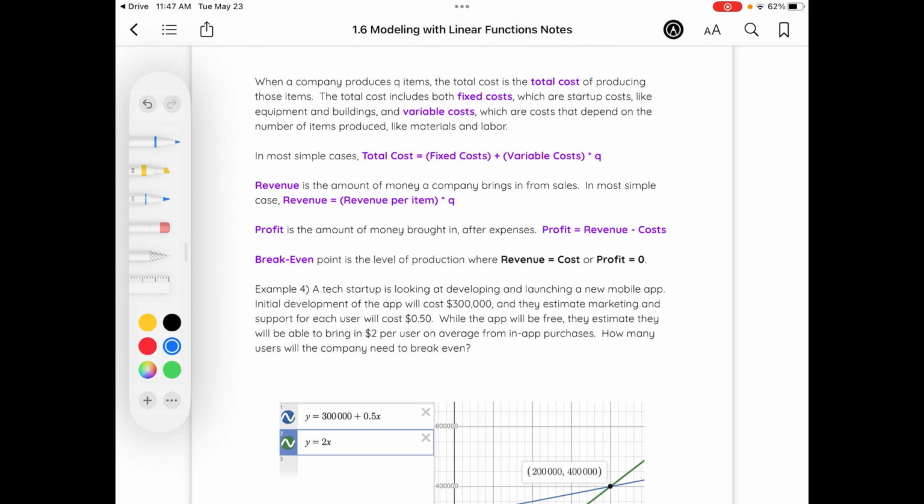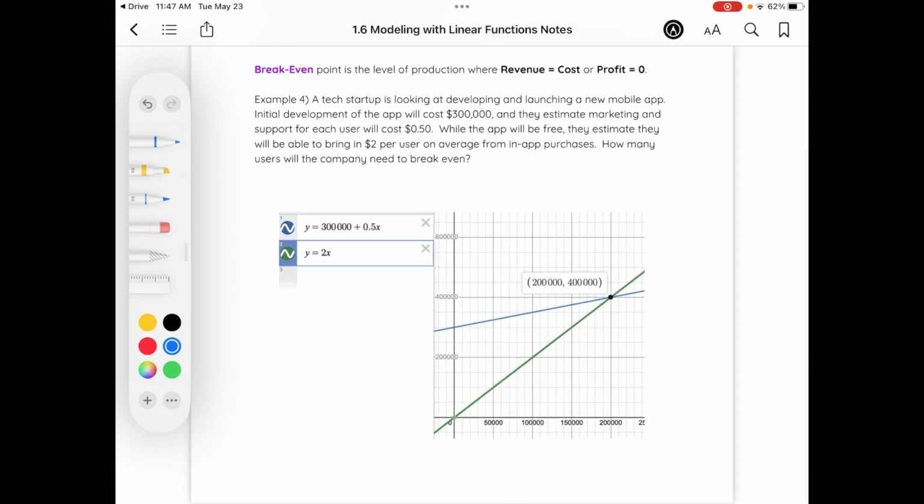And the break-even point is when our revenue is equal to cost, or when our profit is exactly zero. So in this next example below, we're going to put all those pieces together in graph form to determine what that break-even point is. A tech startup company is looking at developing and launching a new mobile app. Initial development of the app will cost $300,000, and they estimate that marketing for each user will cost 50 cents.